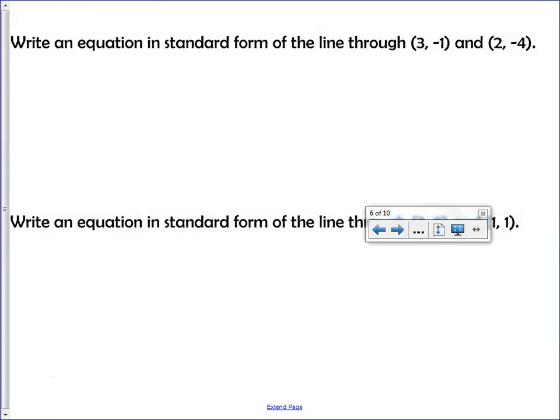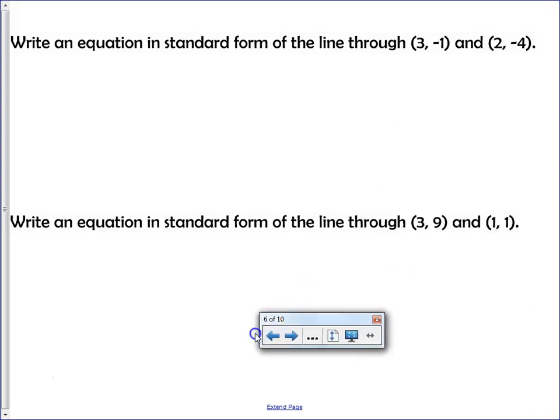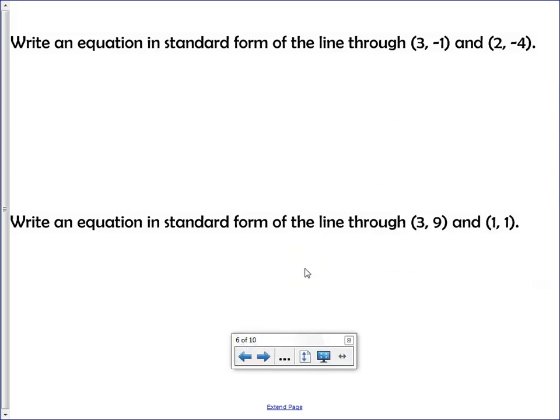All right, so let's do some practice trying to write these equations in standard form. So either start off in point-slope and change it, or start off in slope-intercept. So pause the video, try it out on your own, and start it when you're ready.